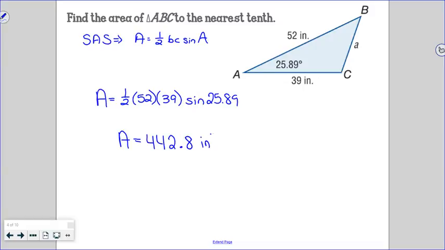We did just find an area. It would be inches squared. That is not a concern of mine. I'm not going to take off if you don't label your answer correctly. Just so you know what the correct label would be. Any questions on that?